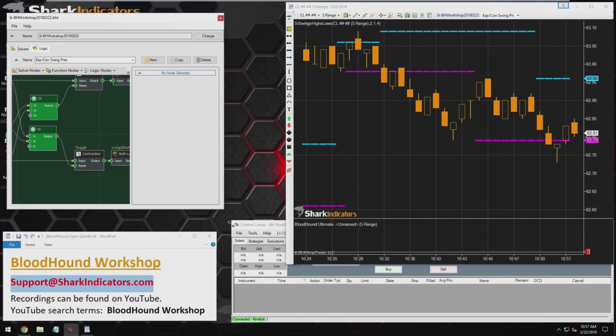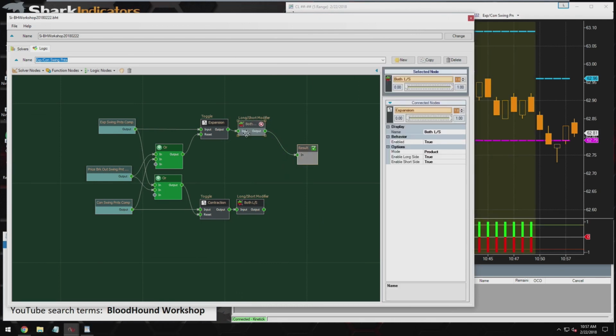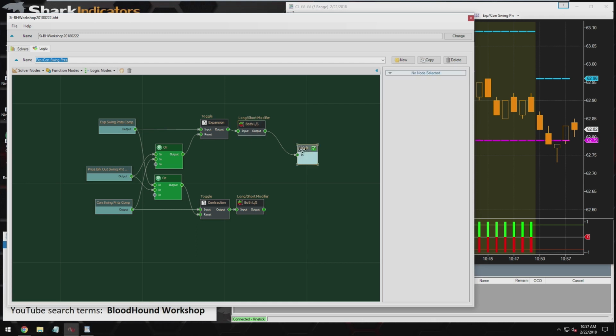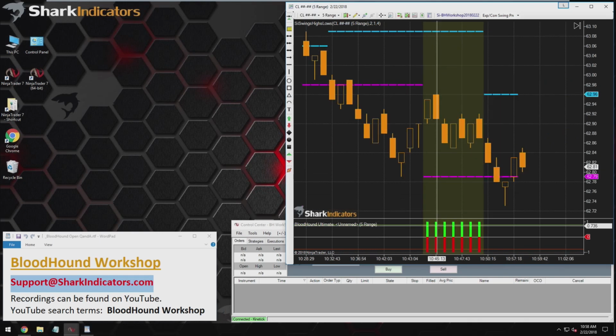So let's take a look at the expansion here. I'm going to connect up and take a look at the expansion here. Now you kind of notice, right? You can only look at either the expansion or contraction one at a time, because they look the same. You're getting a long and short output at the same time. You could look at both the expansion and contraction at the same time, but you wouldn't be able to really tell the difference because they're going to look the same on BloodHound's output there. But we can take care of that in just a moment.